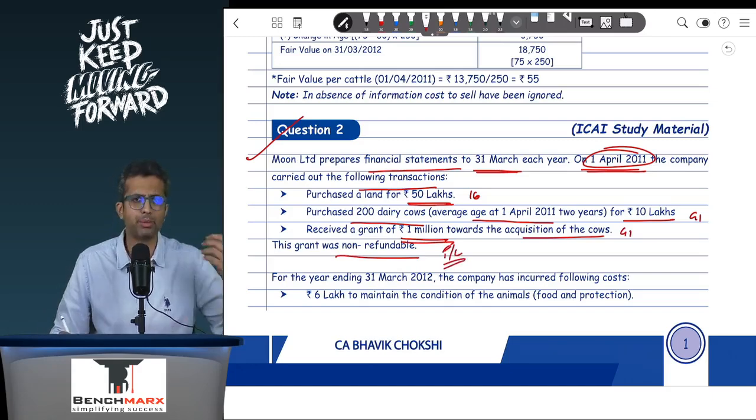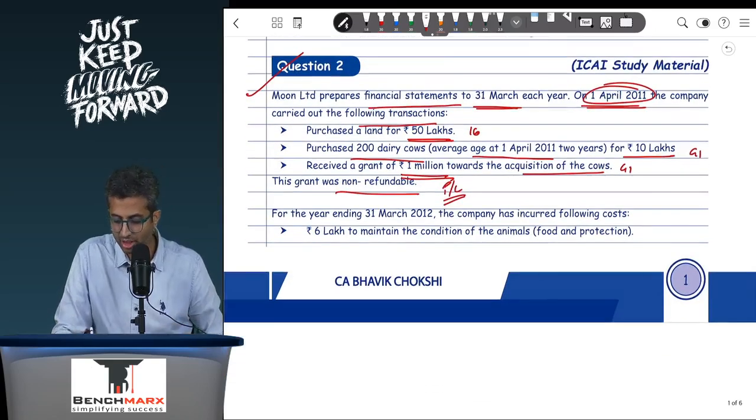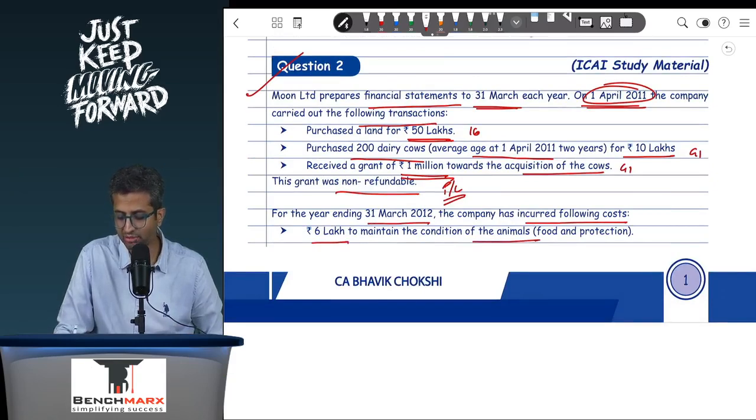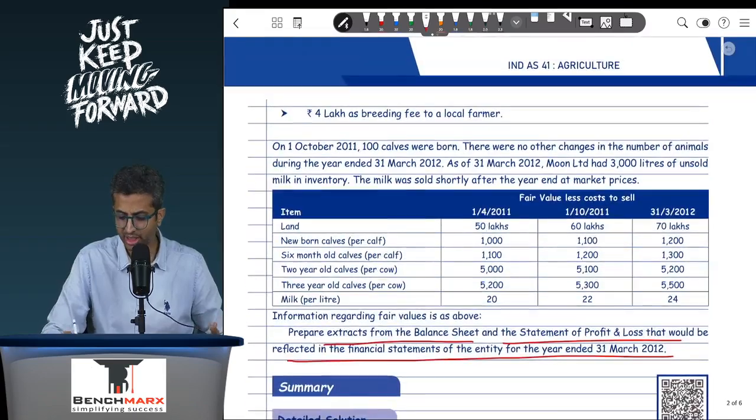So when you prepare the extract, 10 lakhs will be shown as grant income directly in the P&L. For the year ended 31st March 12, the company has incurred the following cost: 6 lakhs to maintain the condition of the animals. This 6 lakhs will be taken to the profit and loss account. Secondly, 4 lakhs is breeding fee to the local farmer. Again, this will be taken to the profit and loss account.